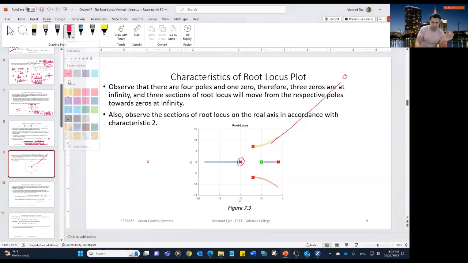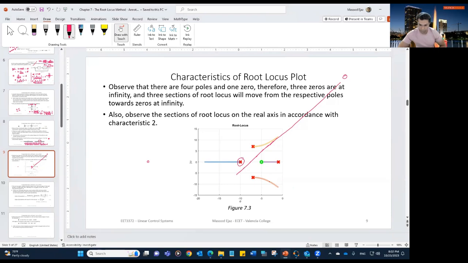The asymptote is this. So when you extend this, I'm doing a poor job, but this point is -6.667, which is the center of the asymptote, which is calculated over here.